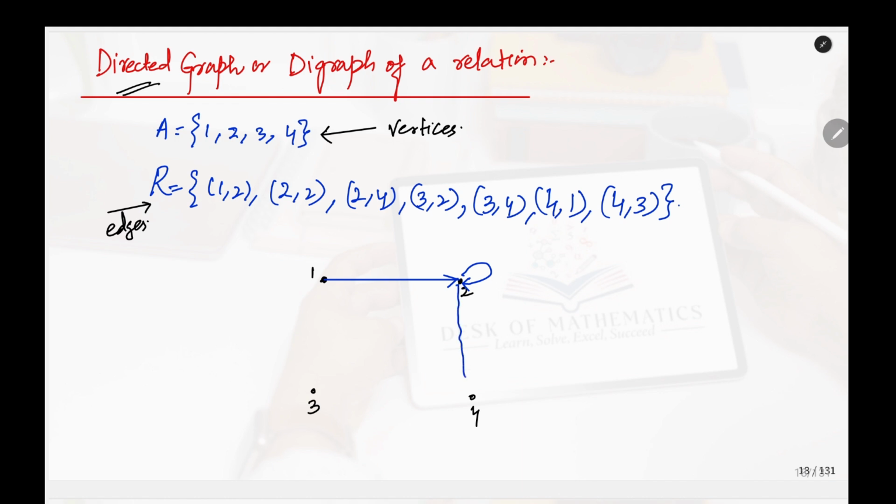Now 2 is related to 4, so it has a direction towards the 4. Similarly, 3 is related to 2, it has this direction, and 3 is related to 4, we have this direction. And 4 is related to 1, we have this direction. And 4 is related to 3, so we have this direction. So this is the directed graph of this relation.